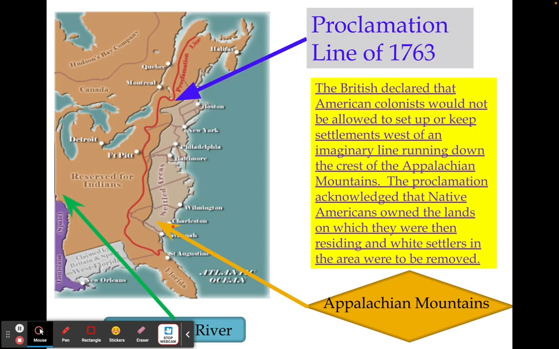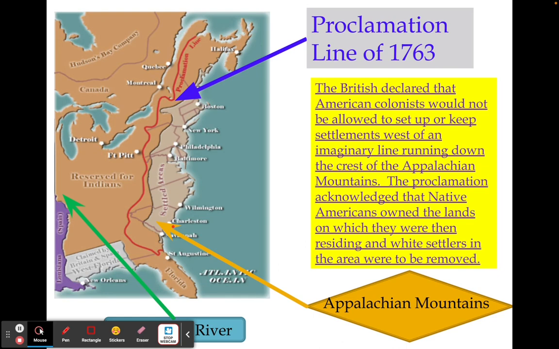So one of the first things they do, and this is the last slide for today, and we'll talk more about this slide in our next lesson next week, is they establish what's known as the Proclamation Line of 1763. Basically, they say, even though we just got all this new land from France, you cannot move there. We cannot control the Native American population. We cannot protect you. So you cannot go beyond the Appalachian Mountains.